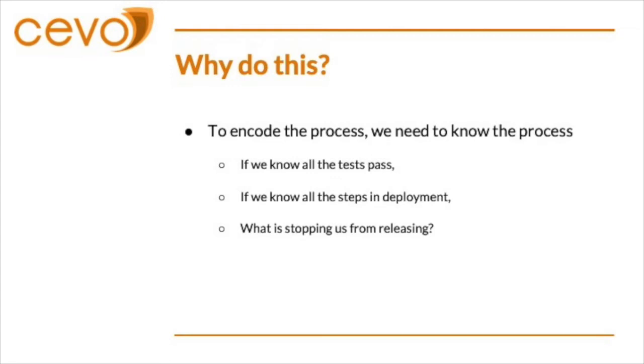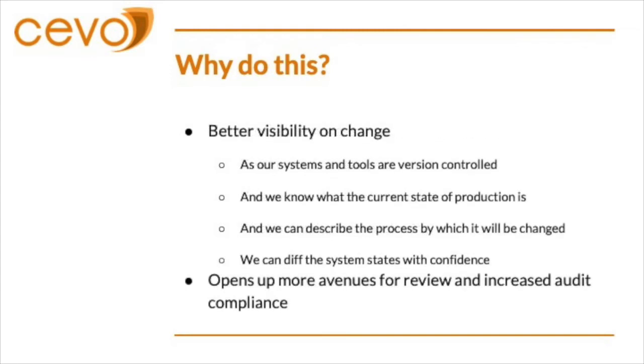Why do we need to go through a manually exhaustive exercise of investing time? That's the harder cultural change, to get people to actually believe and trust in the system. We do that through better visibility on change. So when the system, the mechanism by which the change is applied, and the change being applied are version controlled, we can be very open and transparent with what's happening.